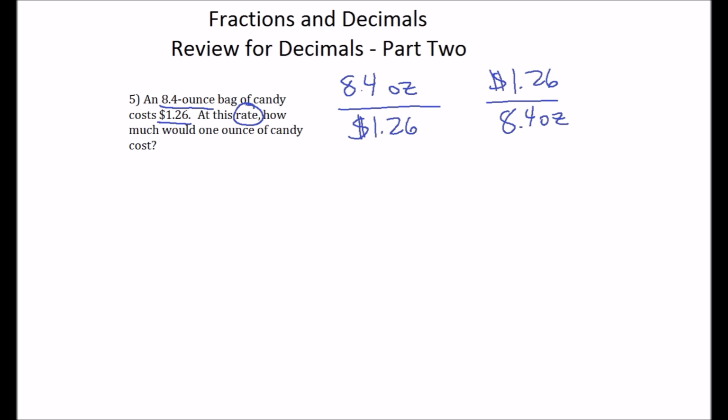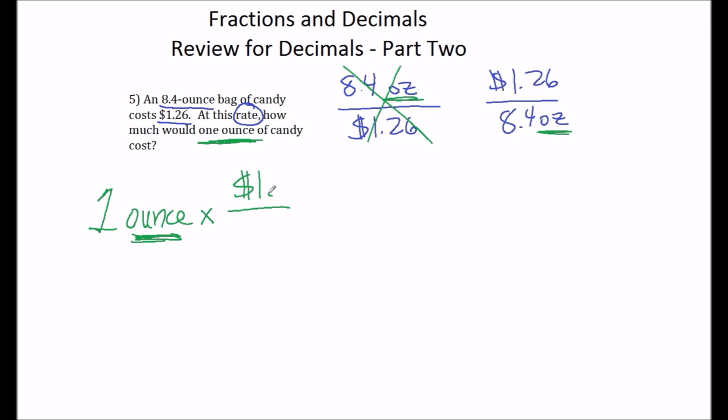So if I keep reading here, at this rate, how much would 1 ounce? Alright, so there you go. That's the clue I need. 1 ounce, and I guess I'll write out the whole word ounce. I'm going to multiply by my rate. And because I have 1 ounce here, I want my ounces on the bottom. So not that one, I want this one, ounces on the bottom. So that means $1.26 is on top, and 8.4 ounces goes on the bottom. Alright, so that's the setup with the rate.